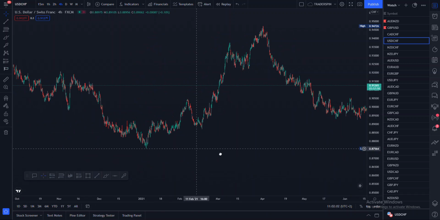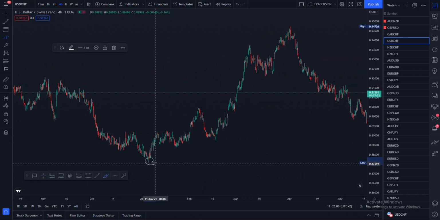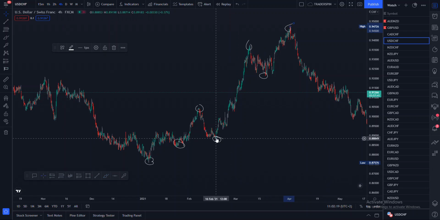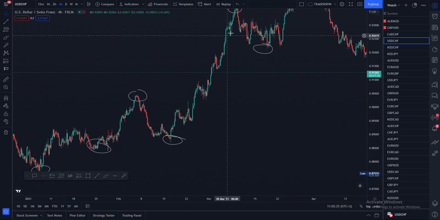Here you can see that we have this low right here, and we have that high right there. We have this low right there, right? You can see that what you see here is now a small trend, right? And you can actually trade this small trend using your smaller time frame.